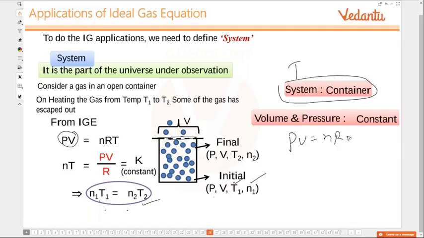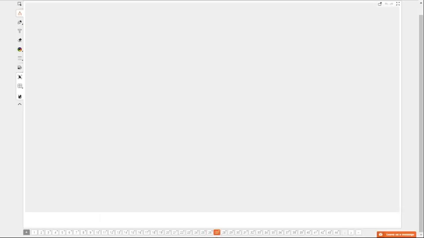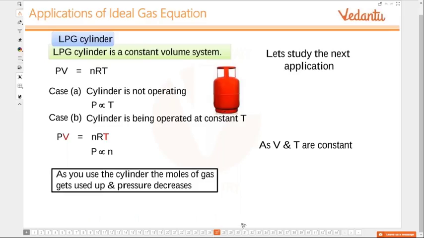PV is equal to nRT. R is a constant. These two can be kept constant. Volume, temperature can be kept constant, whichever way. Depending upon that, we will derive that equation.